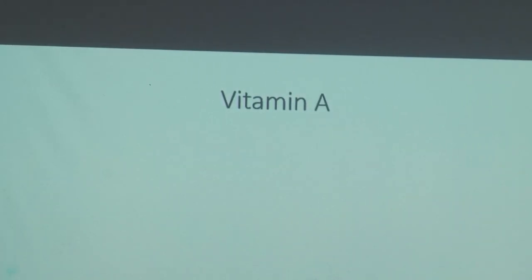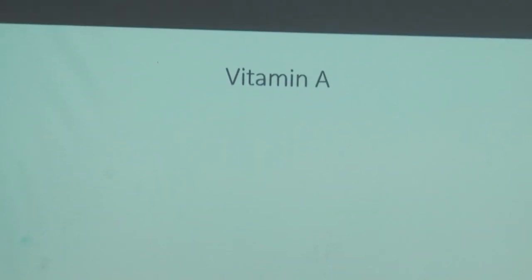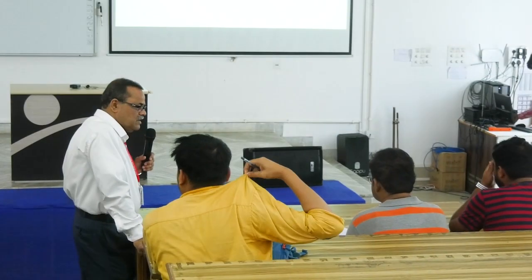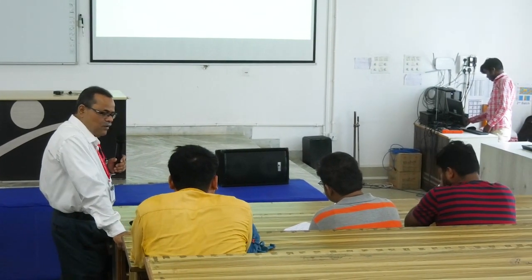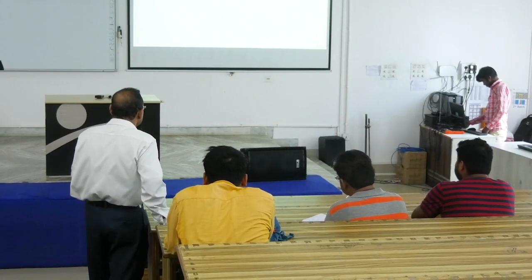Vitamins, you know that there are two types of vitamins. One is fat soluble, the other is water soluble vitamins. All these vitamins, vital amines, are very much important. They play various roles, and what are their roles, that will be discussed today, the different vitamins. Now we are concerned with vitamin A.